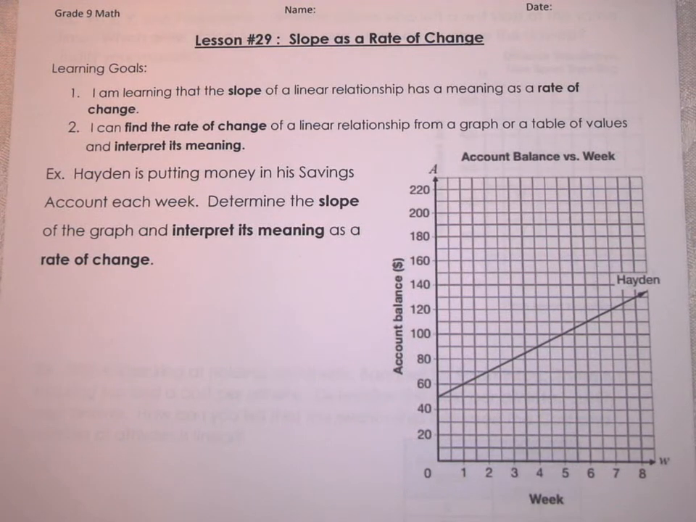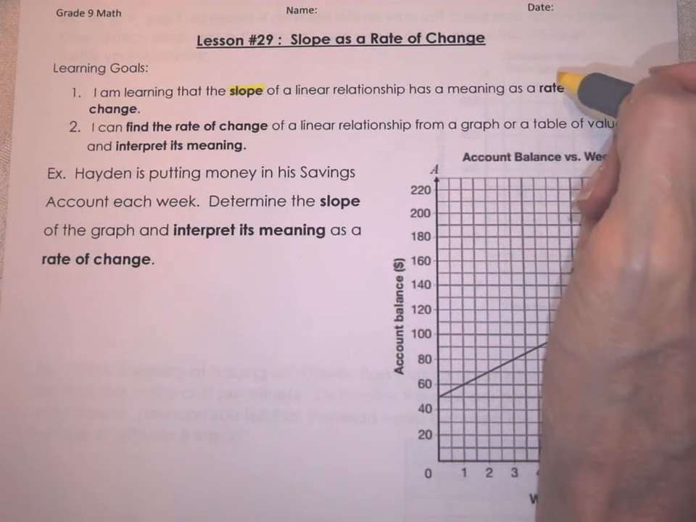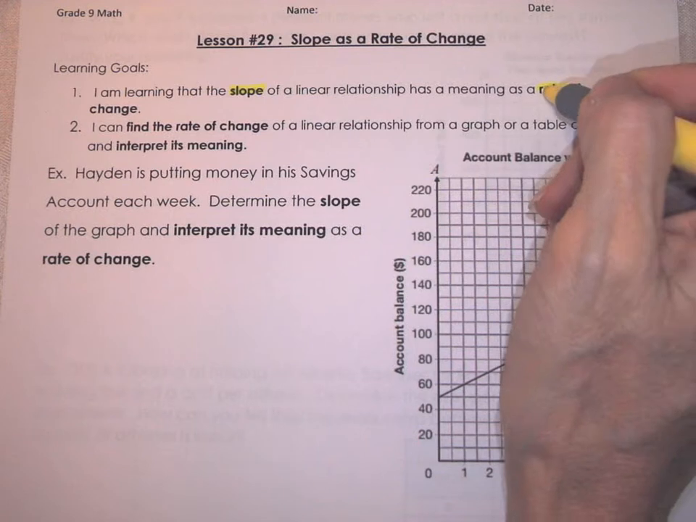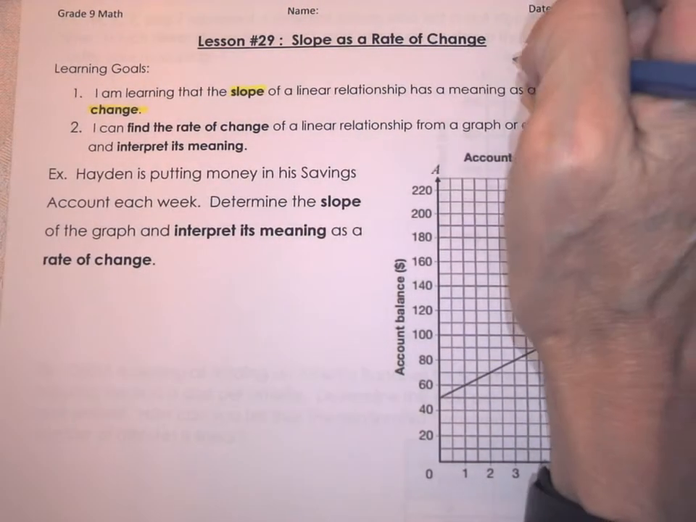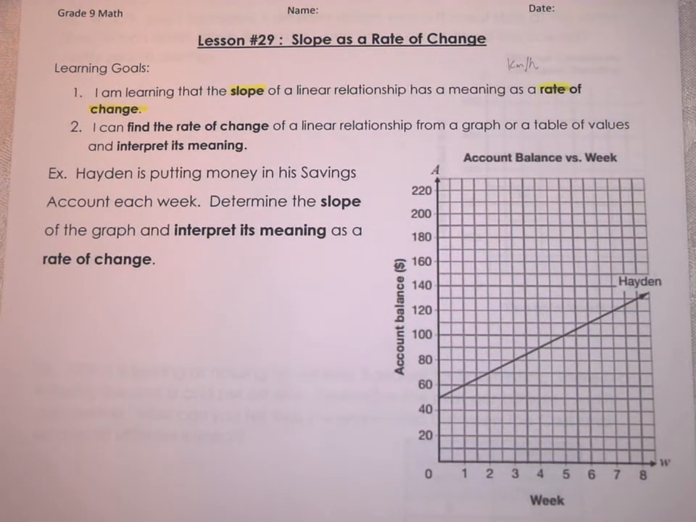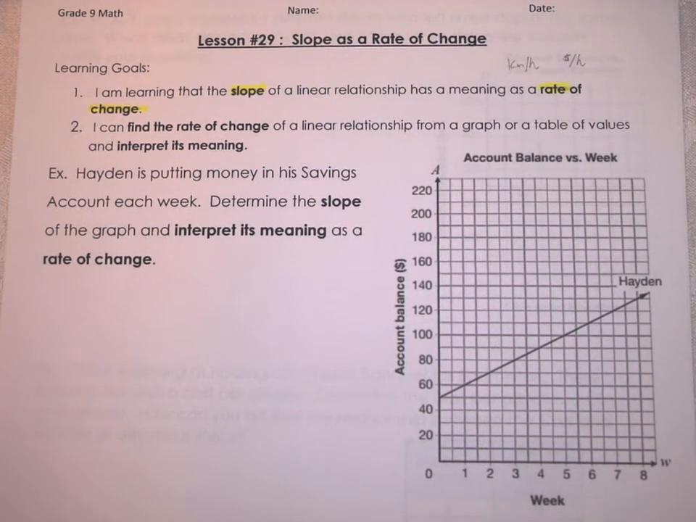This lesson is on slope as a rate of change. Our learning goals: we're learning that the slope of a linear relationship has a meaning as a rate of change. So we're still going to be finding the slope, like we just learned how to do, but we're going to include units, and there are going to be questions that involve a rate of some sort, a rate of change. Common things that have a rate of change are kilometers per hour, or dollars per hour if you're working.